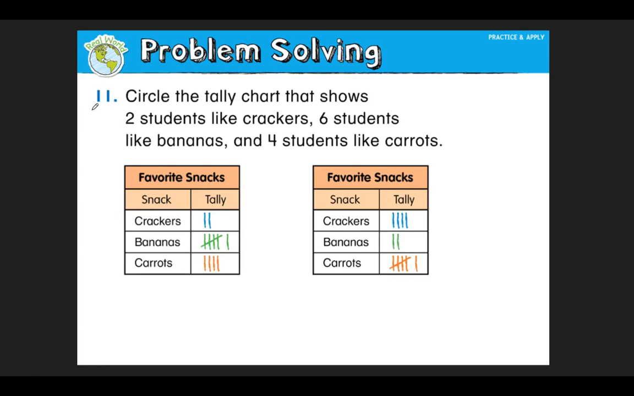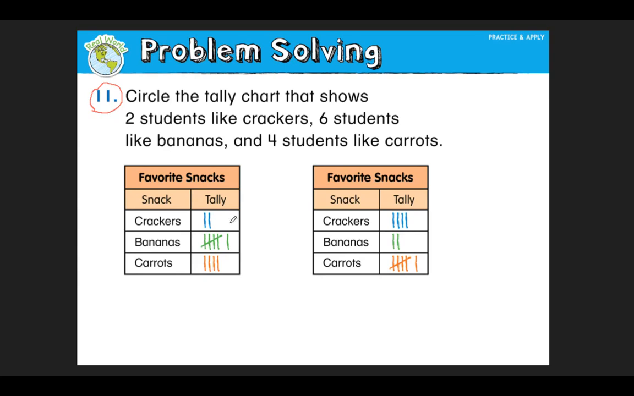Now let's turn to page 512, and we are going to do problem number 11 together. Problem number 11 says, circle the tally chart that shows 2 students like crackers, 6 students like bananas, and 4 students like carrots. So one of these tally charts shows that information, and the other tally chart might show different information. We have to figure out which tally chart matches the data that was collected.